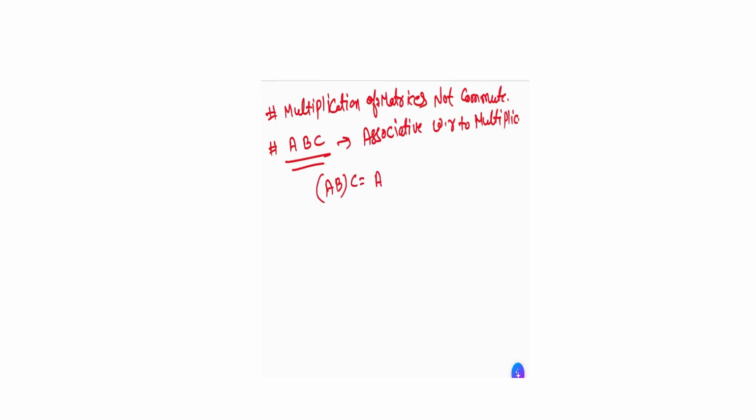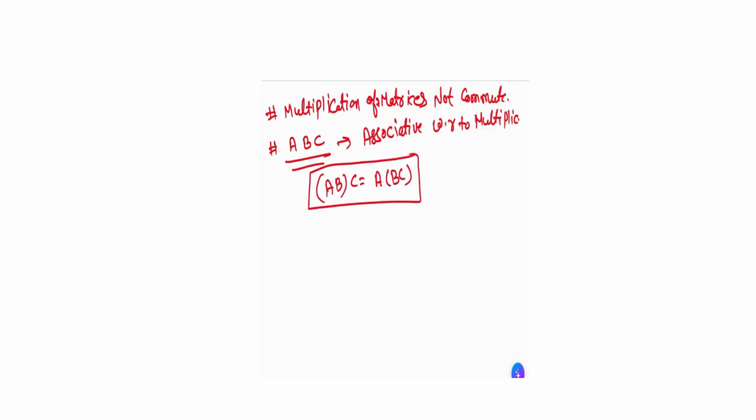Let we have three matrices A, B, C. Then multiplication is associative, that is, (AB)C equals A(BC).